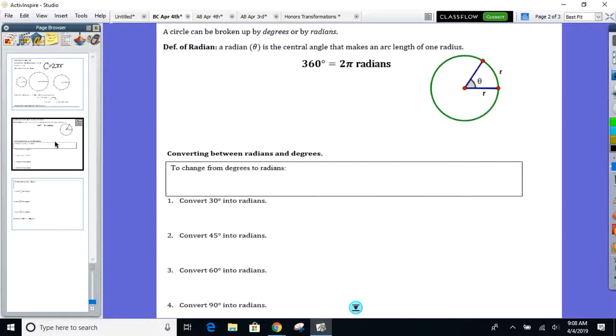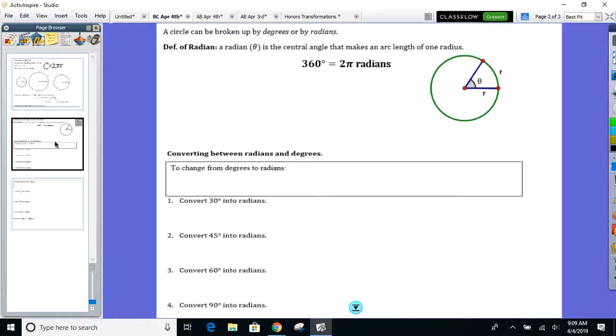In degrees, if you went all the way around, how many degrees is it? 360. But in radians, 2 pi. So there's 360 degrees in a circle, and there's also 2 pi radians in a circle. 360 is equal to 2 pi in radians.